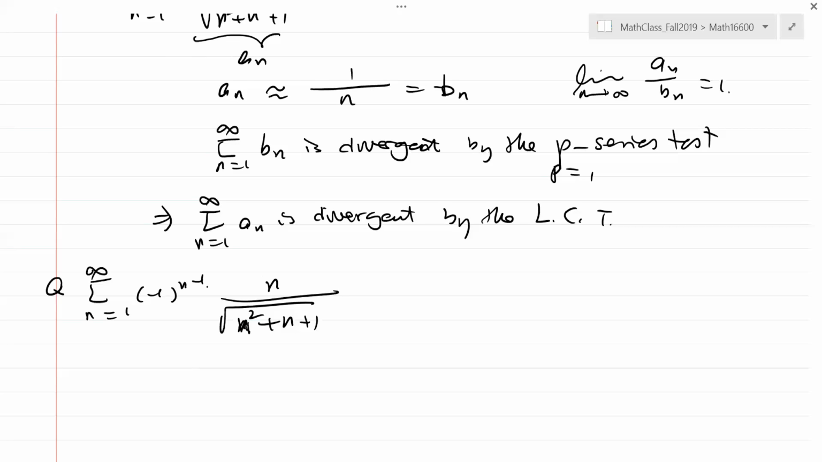I tried a ratio test and that was inconclusive as well. Oh yeah, ratio test. Don't use a ratio test for series like that. If you don't see a power function, exponential function, or n factorial, something like that, don't use the ratio test. You get the limit is going to be 1.